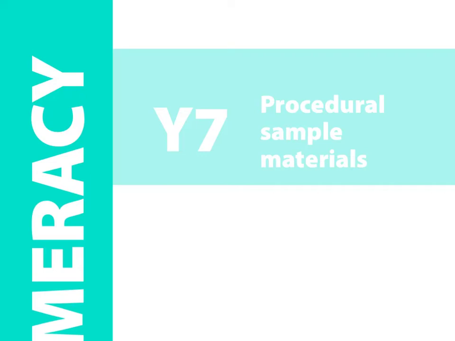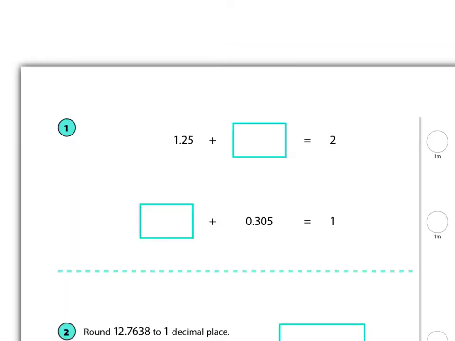This is the Year 7 sample materials for the procedural numeracy tests. Question 1. 1.25 plus blank equals 2.